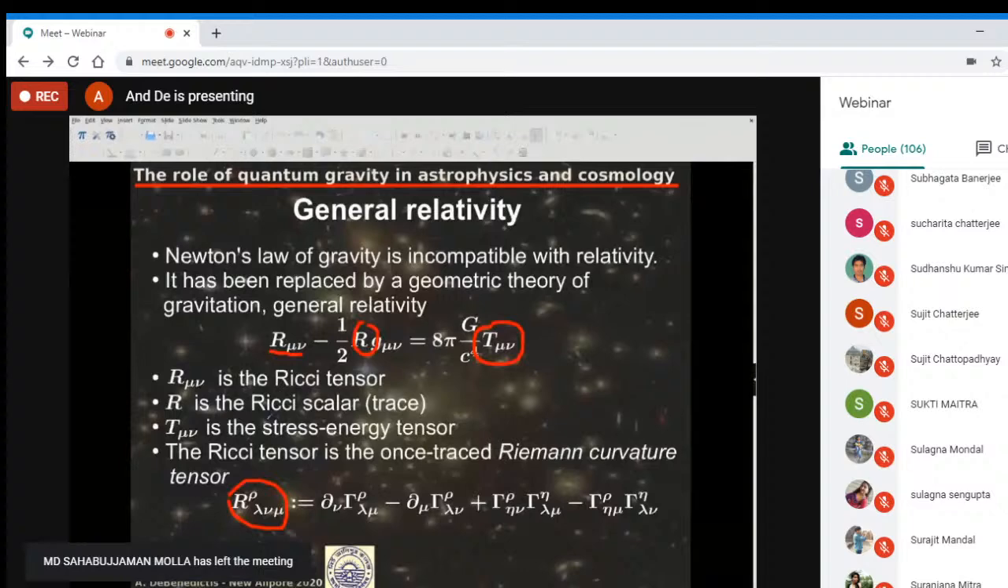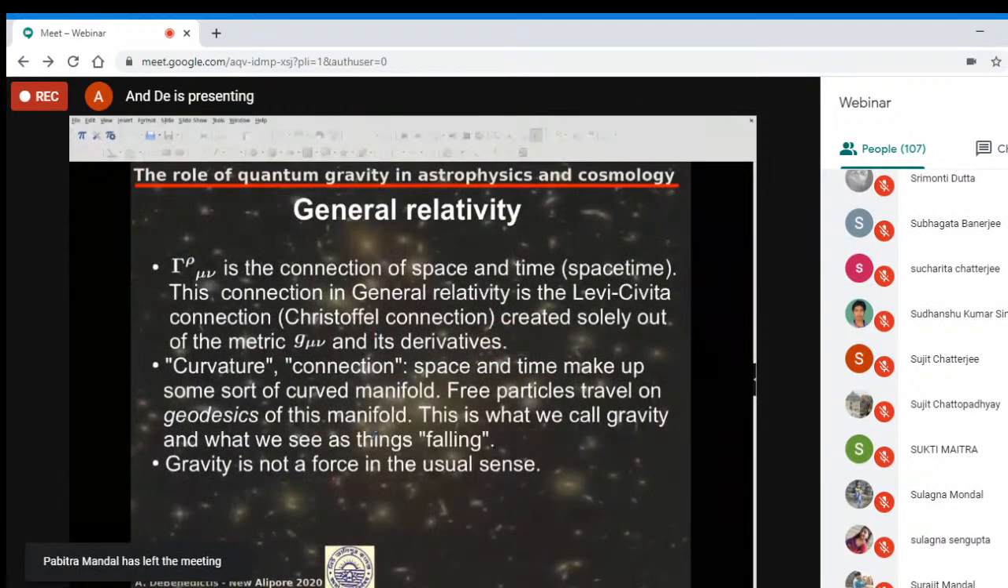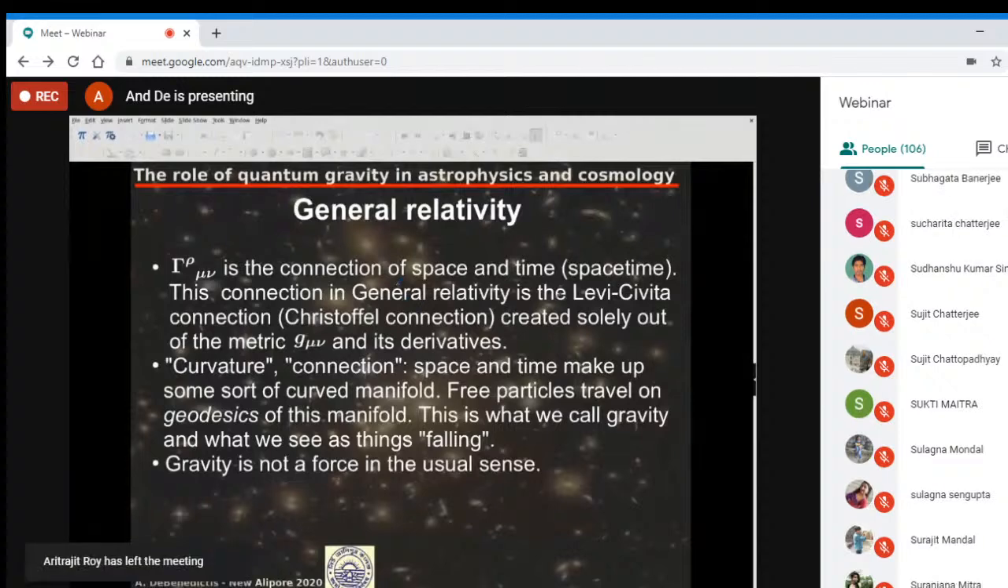And this Ricci tensor is just a single trace of the Riemann curvature tensor. And then, of course, the Ricci scalar, you trace it again. Okay, so this quantity gamma, which you create the Riemann tensor out of, is called the connection. In general relativity, the connection is the Levi-Civita connection. This is sometimes called the Christoffel connection. It is created solely out of the metric and its derivatives.